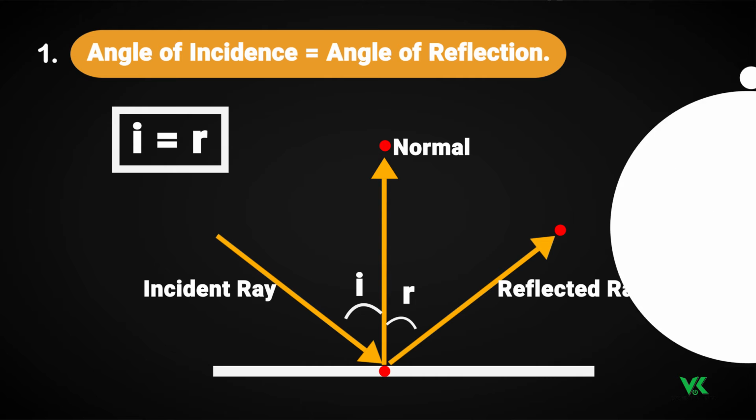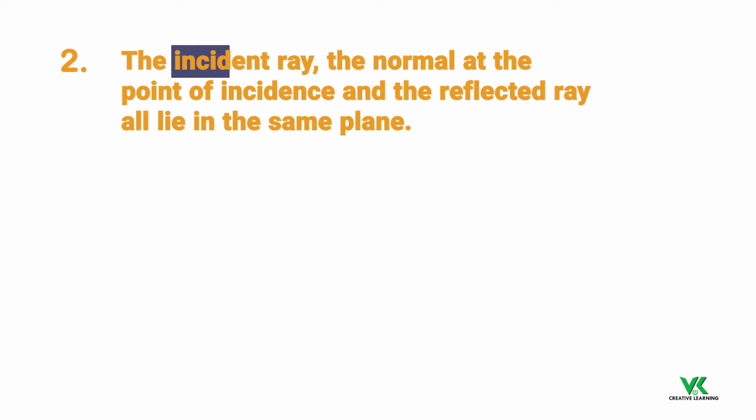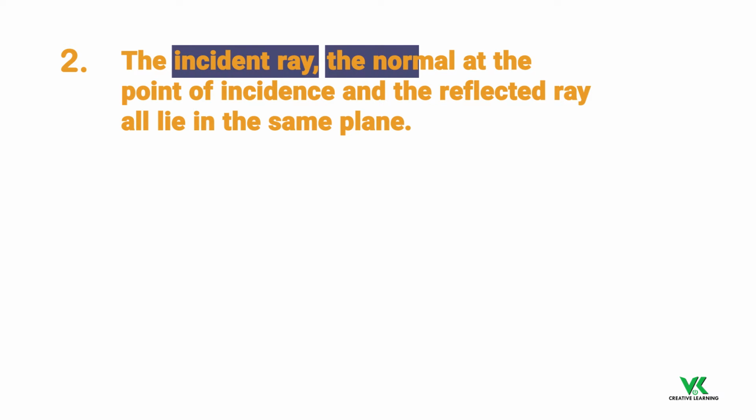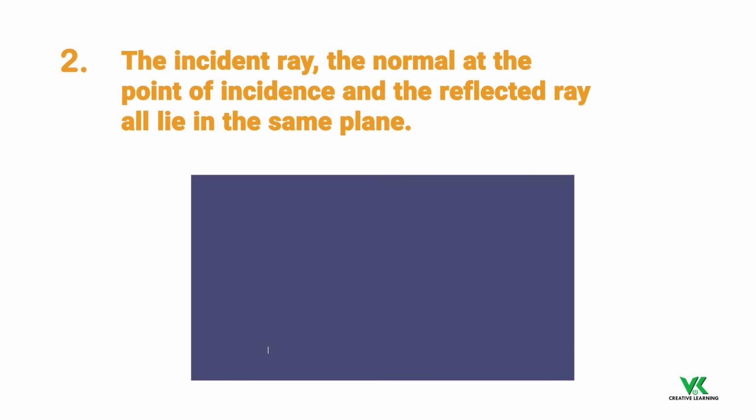Now let's learn about the second law of reflection. The incident ray, the normal at the point of incidence, and the reflected ray will all lie in the same plane. We can see this through another activity.